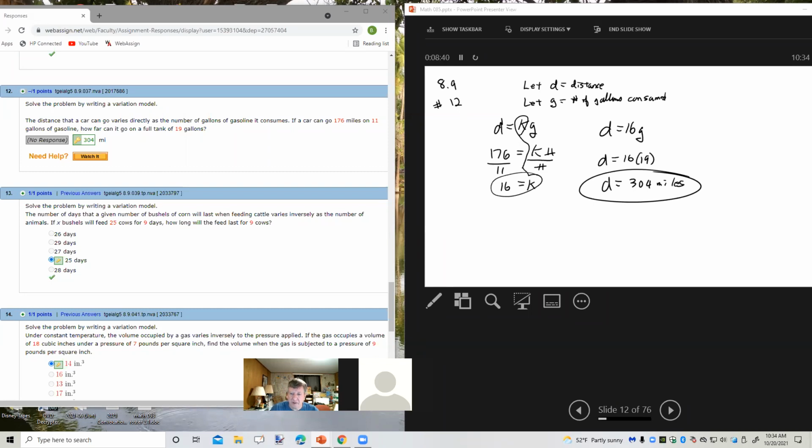Let me ask you this. Can you tell me in this problem, 16 represents K, but what is that 16? That's the gas mileage. The car gets 16 miles per gallon. Anyway, all right. Next up is number 16.